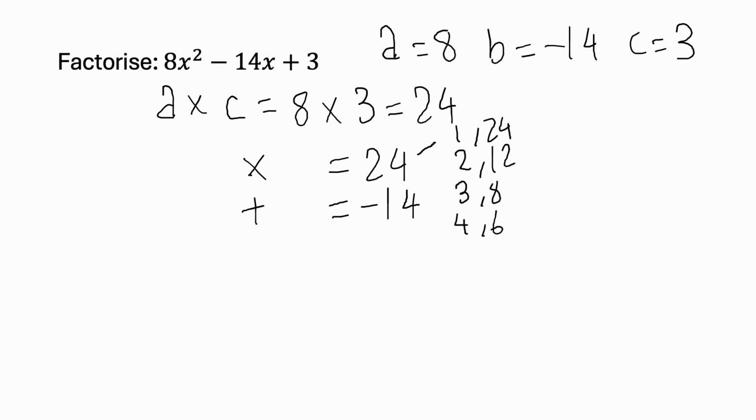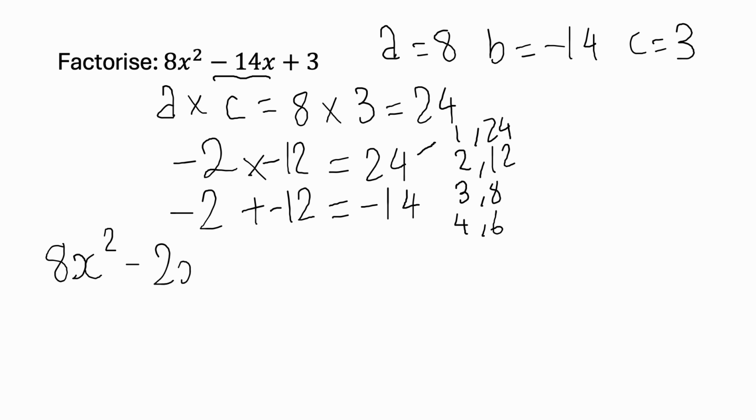So because it has to times to make a positive number, it means that either both of our numbers are positive or both of our numbers are negative. So for this instance here, it will only make sense if we do negative 2 and negative 12. Because a minus and a minus makes a minus, so negative 2 minus 12 is negative 14. Then we're going to split this negative 14x into negative 2x minus 12x, essentially. So 8x squared minus 2x minus 12x plus 3.